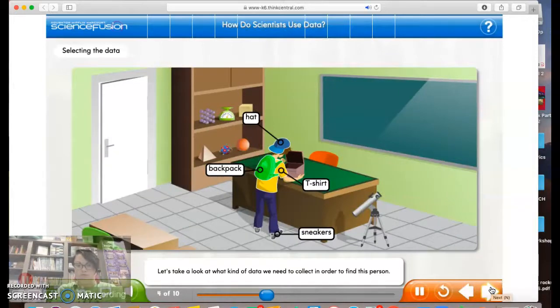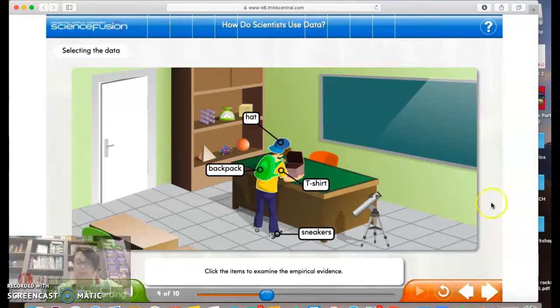Let's take a look at what kind of data we need to collect in order to find this person. Click the items to examine the empirical evidence. So here they're using evidence like you're trying to solve a mystery. So let's see what evidence we have. This is what the witness, the person who saw this person, noticed. The person was wearing black sneakers. Sneaker color might be a useful detail. The person was wearing a yellow t-shirt. T-shirt color is something we should add to our data list. The person had a green backpack. Backpack color is something we definitely want to take note of.